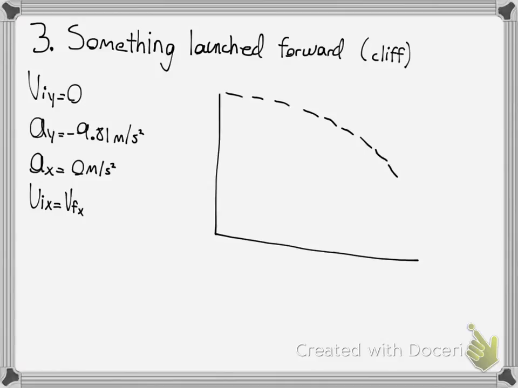So here you can see the path a projectile would take in a cliff-style problem. We say that the initial velocity in the y is 0 because the object is being launched forward and has no component in the y for an initial velocity. It only has an initial velocity in the x.